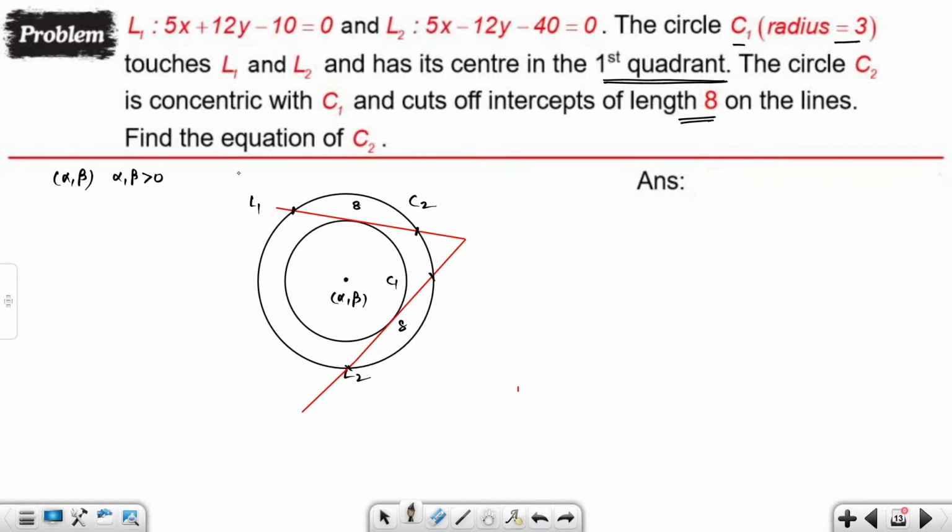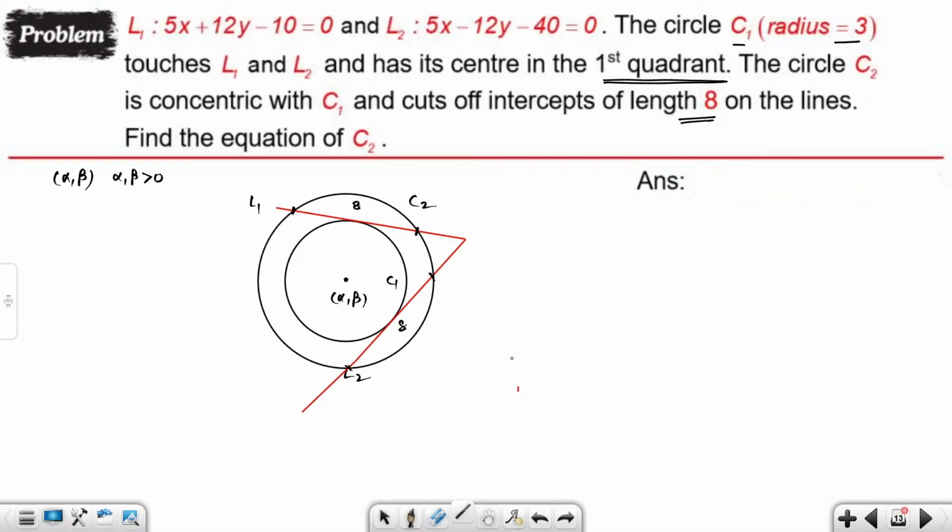So now what happened? Find the equation of C2. I have to find this equation of C2. See, one thing for sure: to find the equation of C2, every time for finding any equation of a circle, we need two things. One is the center, another one is the radius. That's it. C1 has its radius 3.